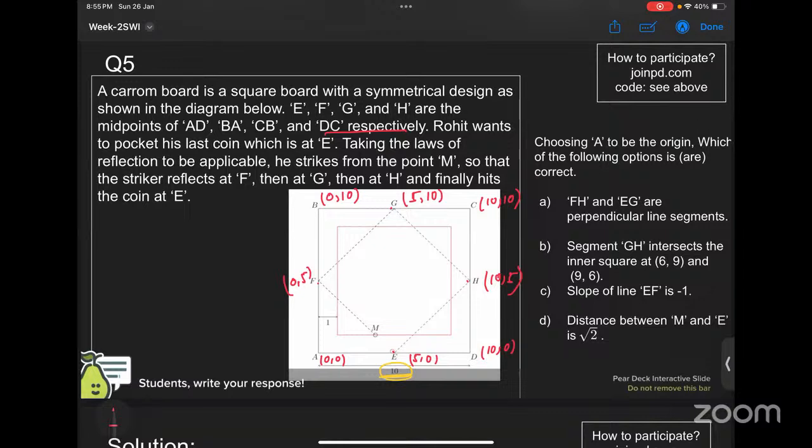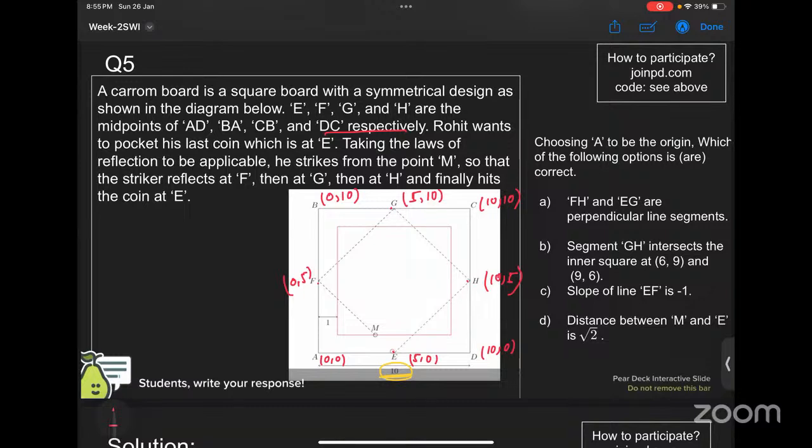Now let us check. Ma'am, how did we get the coordinates 5, 10 and 10, 5? This one, G. If you observe the BC line, throughout the line the Y coordinate is 10, right? That means throughout the line the Y coordinate will be fixed, correct? And G is the midpoint. The starting point is 0, 10 and the ending point is 10, 10. That means the length is 10. So the midpoint will be 5.